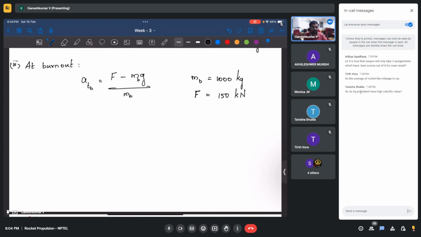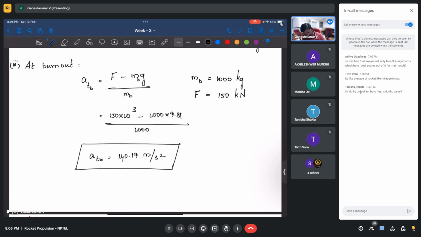If it is just before the burnout, the force is still acting because propellant is burning and coming out. It's just the last set of propellant coming out. The thrust will be produced based on that propellant, and that is going to remain the same because the mass flow rate is the same. So 150 into 10 power 3 minus 1000 into 9.81. How much is this coming out to be? 140.19 meters per second square.